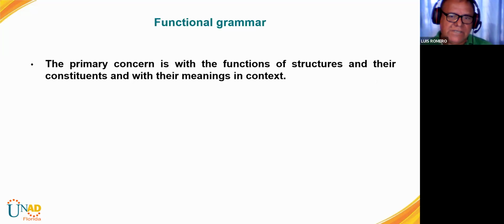Then on the other side, you have what functional grammar is. The primary concern of functional grammar is with the functions of the structures and their constituents and with their meanings in context. So, one aspect that differentiates the functional grammar from formal grammar is that this one is related to the function of the structures and to meanings in context, while formal grammar is only related to the structures of phrases and sentences.